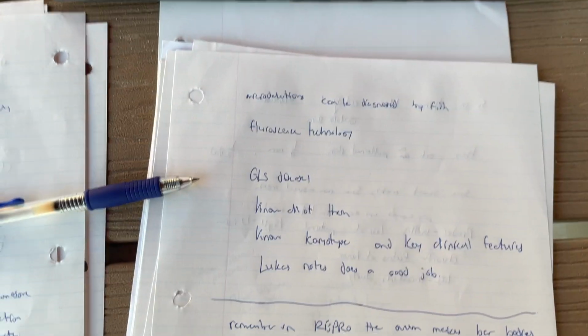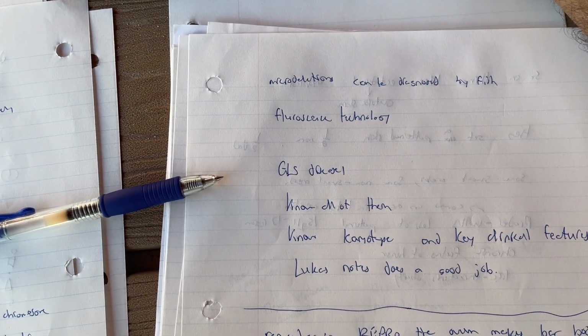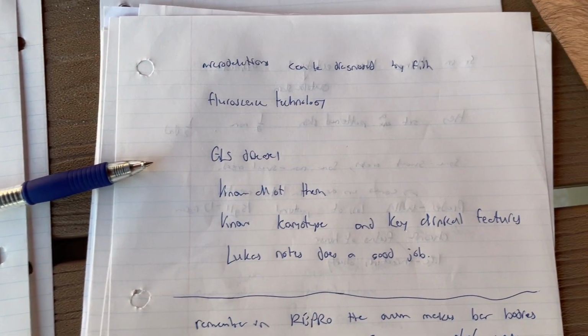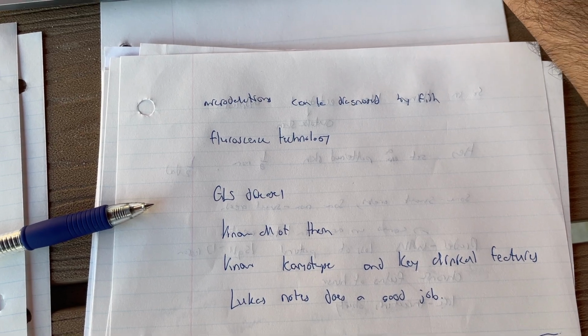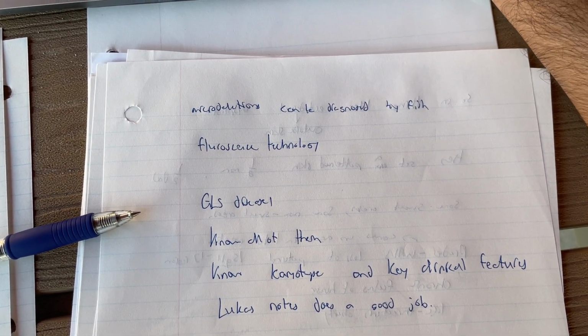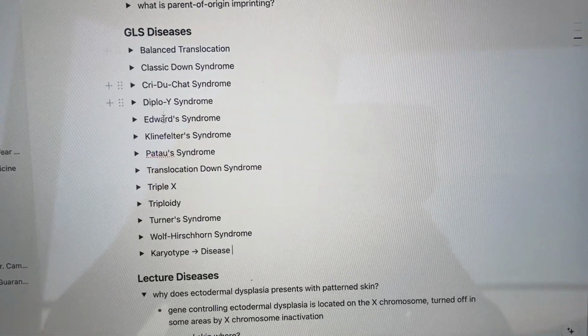Now I wanted to talk about the GLS diseases. There's quite a lot of them. I think there's like 10 or 11, something like that. Yes, you need to know all of them. You need to know all of their karyotypes. You need to know, not all of their clinical features, but the key clinical features. Luca's notes do quite a good job on that. So essentially you need to know all of these.